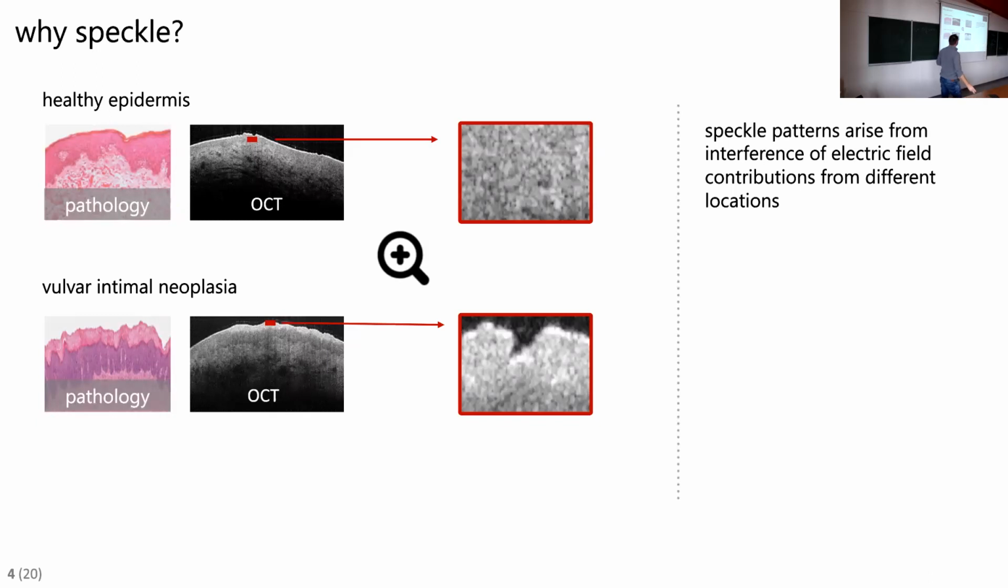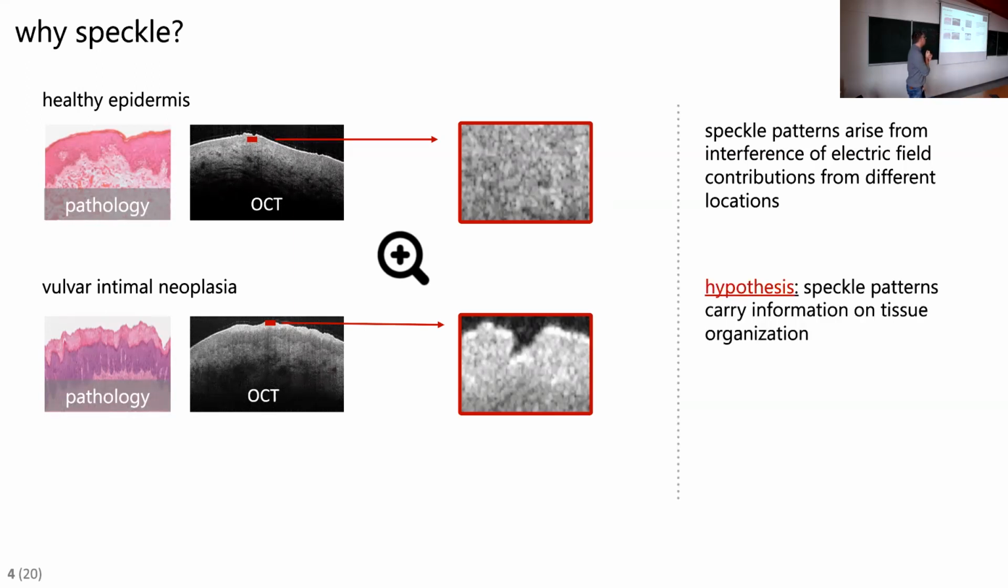Okay, so again, the speckle pattern is what you see in the OCT images, so we're zooming in on these parts of the devices, from the appearance of the different electric field contributions from the different locations. And the hypothesis here is that the speckle patterns carry information on the tissue organization, using that information.